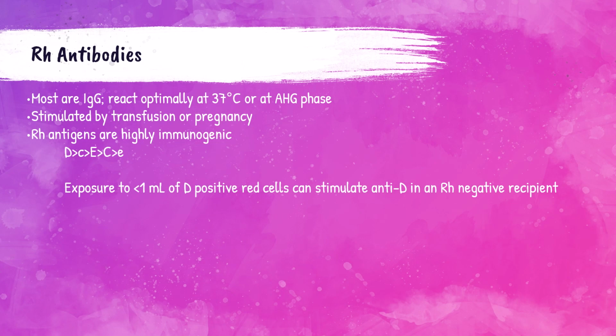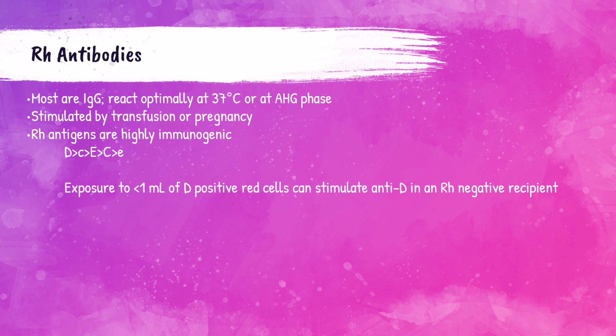So let's talk briefly about Rh antibodies. Most are of the IgG class and react optimally at 37 degrees Celsius and at the AHG phase. They are stimulated by transfusion or pregnancy, meaning a patient that is Rh negative, meaning they lack the D antigen, can develop an anti-D antibody when exposed to the D antigen via either a transfusion or pregnancy.